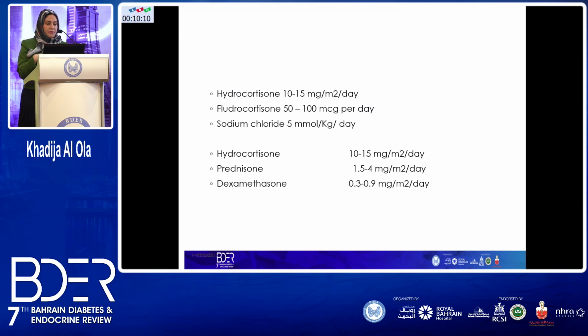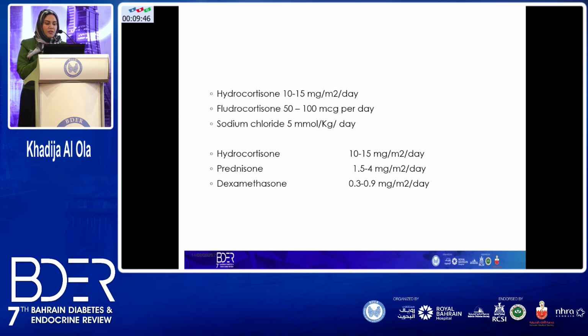Okay, so the treatment basically will be hydrocortisone. We are giving a supraphysiological dose to suppress the ACTH, 10 to 15 milligram per meter square per day. Fludrocortisone, 50 to 100 microgram per day. We can go, especially in the newborn, sometimes they are resistant, so we can go with higher doses.